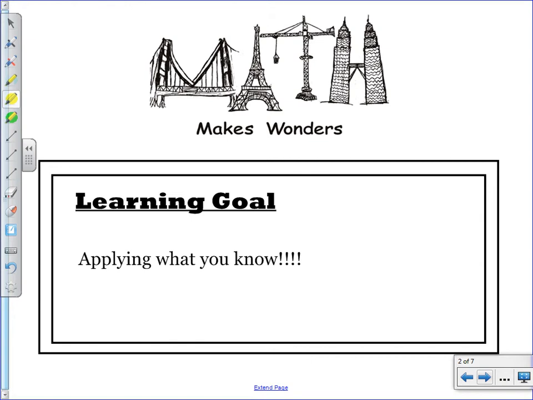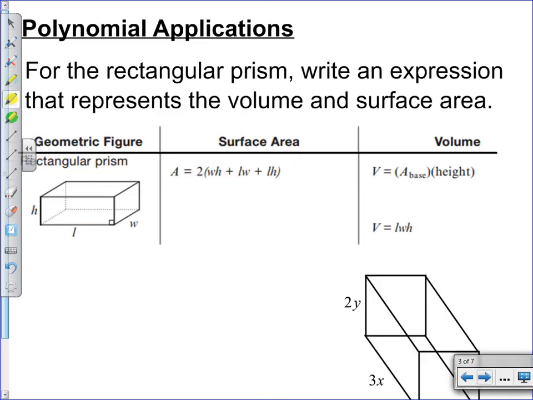Okay, so what we are doing today is we are applying what we know. So we've talked about collecting like terms. We've talked about multiplying binomials, trinomials, monomials together. We're putting it all together with some applications for some formulas. So it says here, for the rectangular prism, write an expression that represents the volume and the surface area.